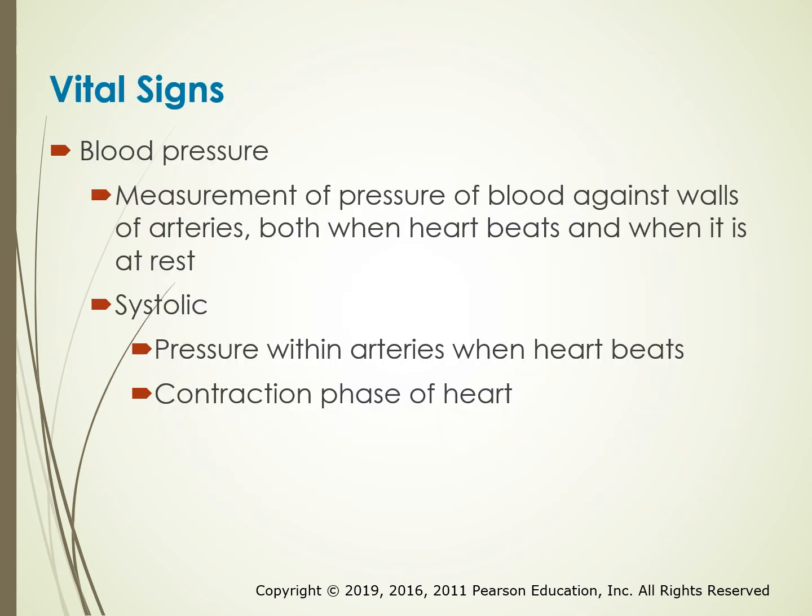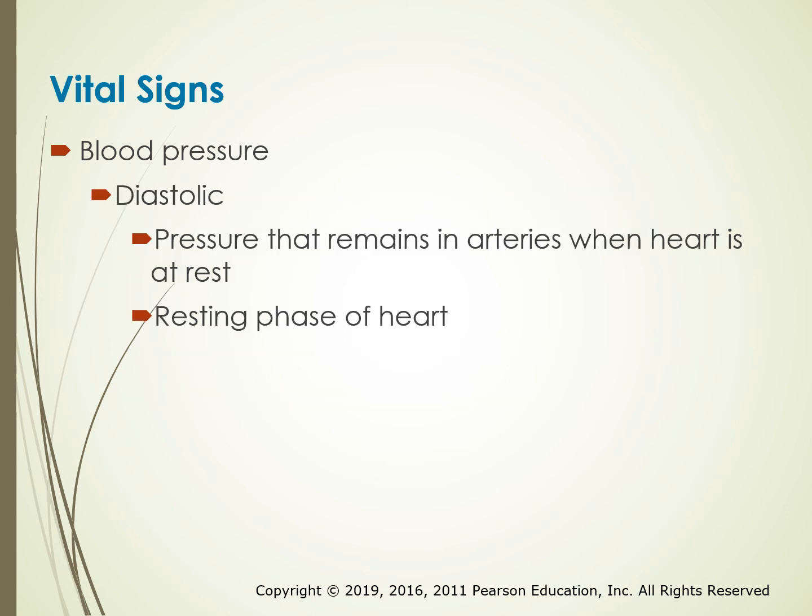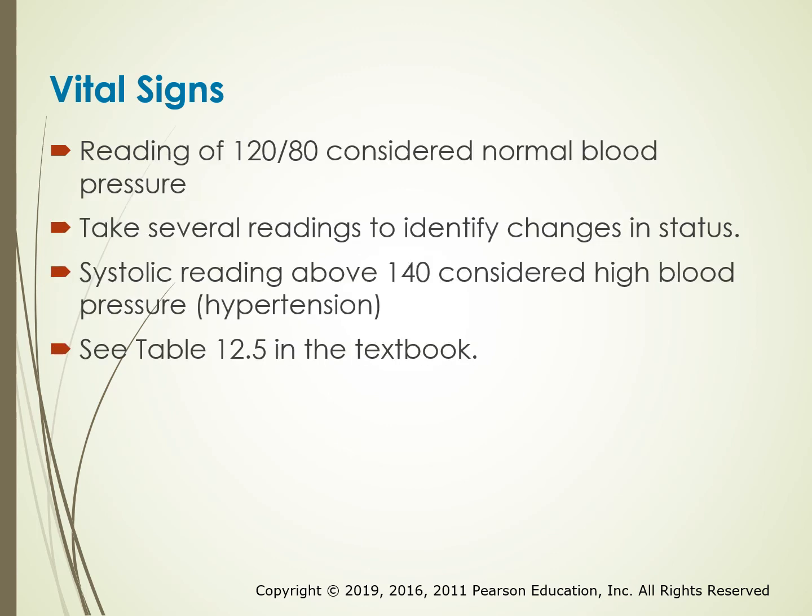Blood pressure. So this is the measure of pressure against the walls of your arteries. So your systolic, the top number, is how much pressure is in your arteries when your heart has contracted. The diastolic, the lower number, that's how much pressure is in there when your heart's relaxed. So 120 over 80 is considered normal. No one will ever really be that.